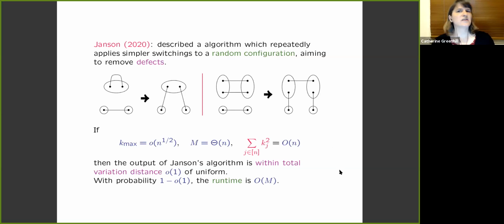And this just works because under these conditions, the expected number of switchings that you would actually perform is just a constant number. So there's really not that many defects that you expect, and you can just get rid of them quite easily without introducing many more. So that I think is a very cute algorithm.